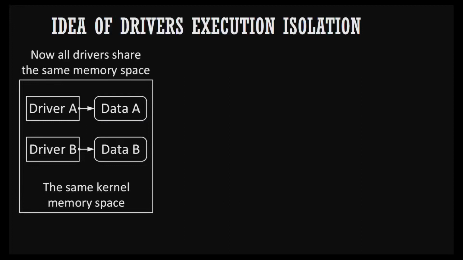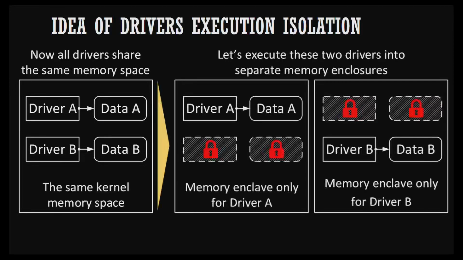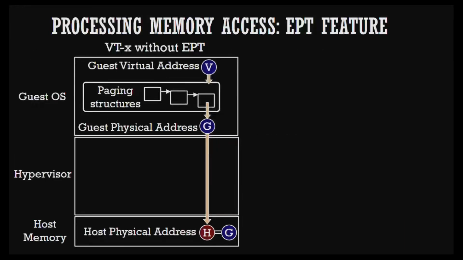Look at this. Nowadays, kernel mode drivers share the same memory space with the rest of the OS kernel. If we can move these two drivers with their allocations into two separate memory enclosures, we will protect their memory from each other. The thing is that the Windows OS doesn't give us such an opportunity. So, luckily for us, hardware virtualization technology provides the mechanism which can be used to implement the idea of memory isolation. I mean extended page tables, or the EPT feature.